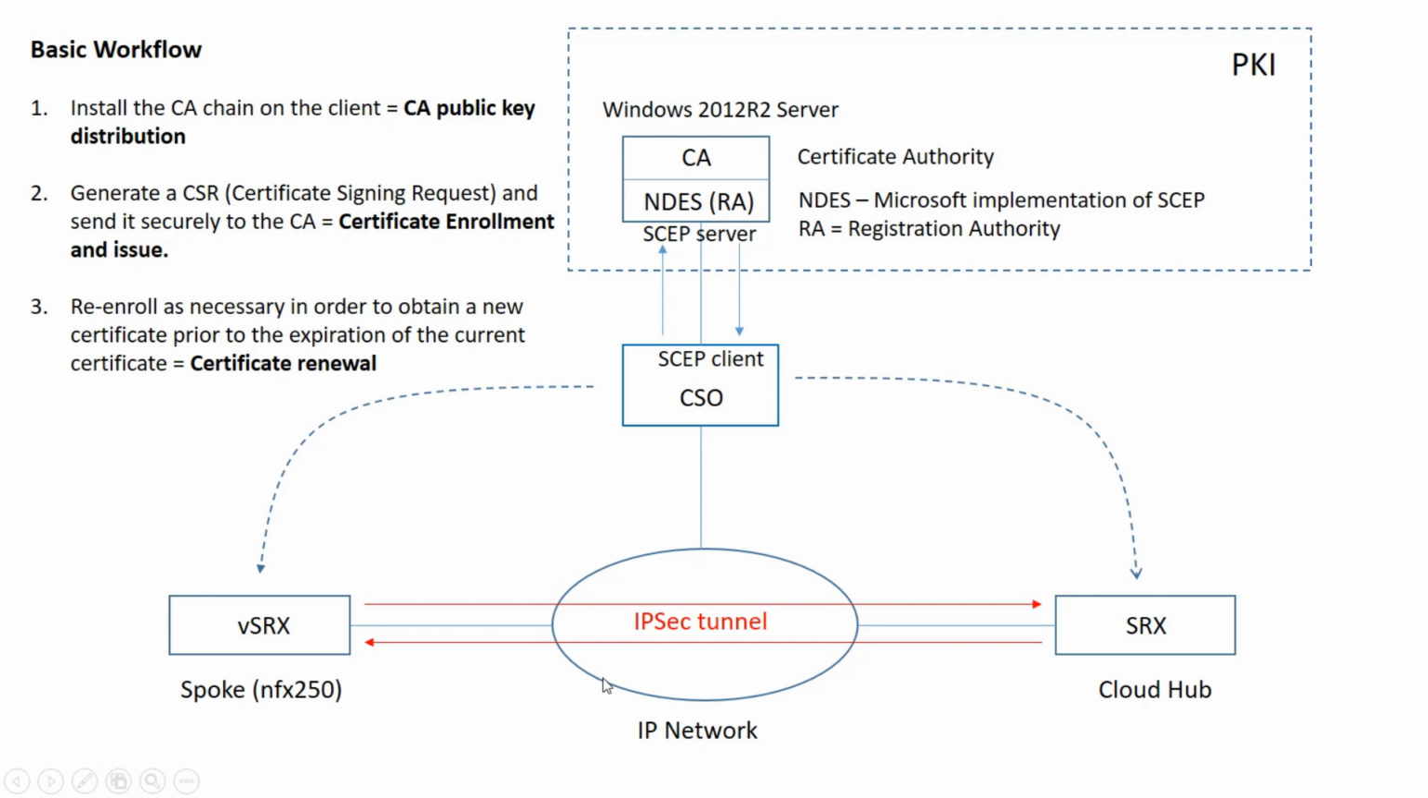In the end state, we have IPsec tunnels between the two sites. The question is how IPsec tunnels, or how these devices, authenticate each other. One way is pre-shared keys, the other way is digital certificates. In this video, we will be demonstrating CSO with PKI, meaning we are using digital certificates. Obviously, for that, we need to have some kind of PKI infrastructure.